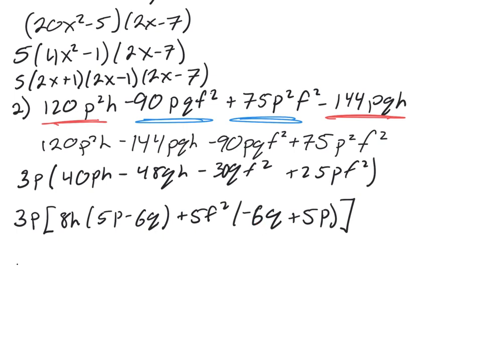So we can clean this up. We have 3p, and then we have our common binomial factor, which you can factor out, 5p minus 6q, and then we have 3p plus 5f squared. And we just want to look at it and make sure we can't factor it any further, and we cannot, so we can end there.